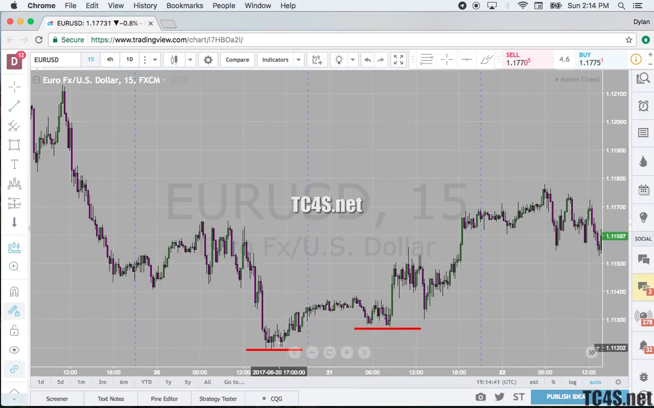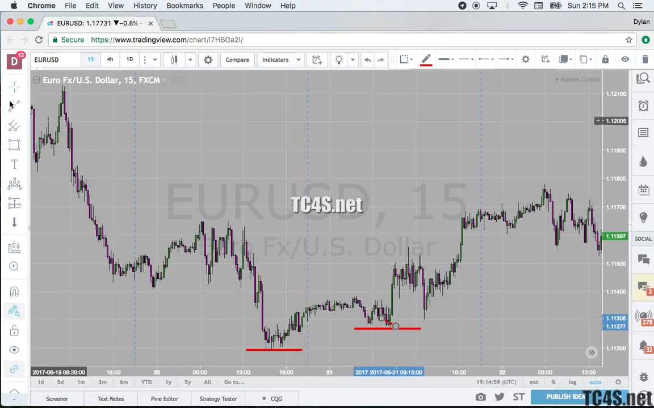New York session, W formation here, the second leg. You could have caught it there. London session, second leg, W formation.